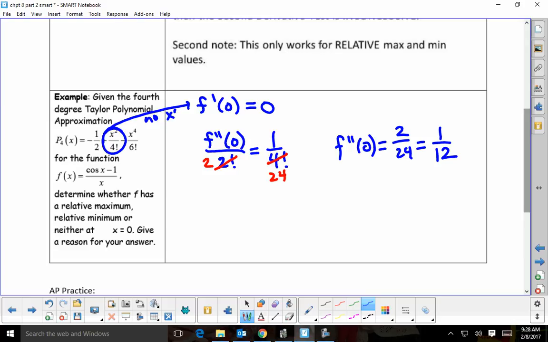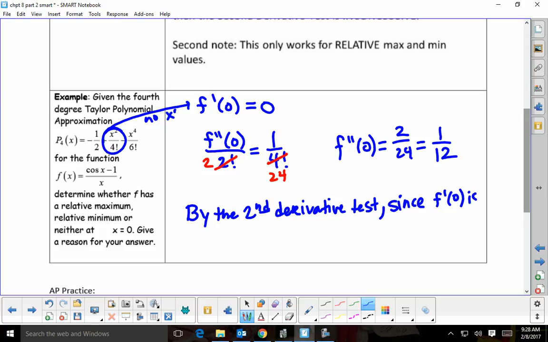With those two pieces of information, do I have enough to determine if I have a relative max or relative min? Yes. So we're going to say by the what? Second derivative test. Since f prime of 0 is 0.